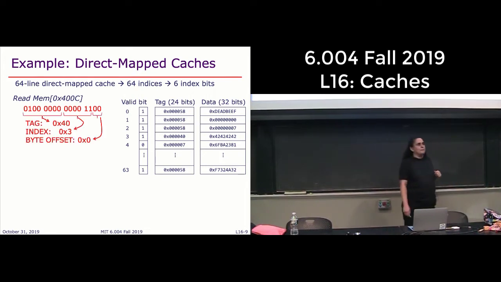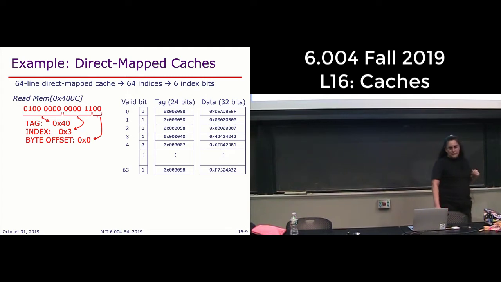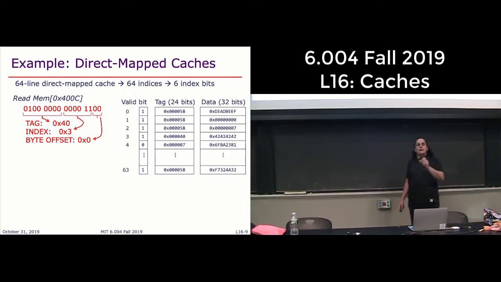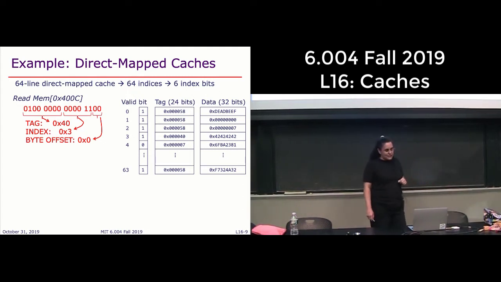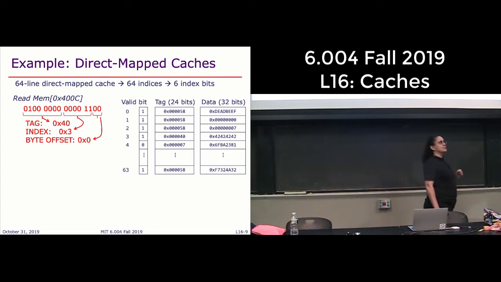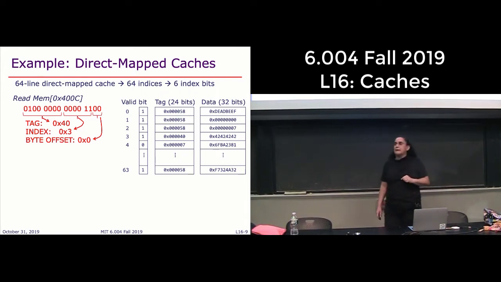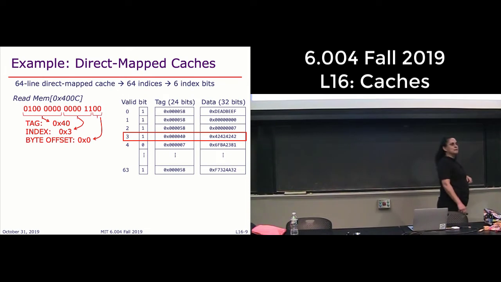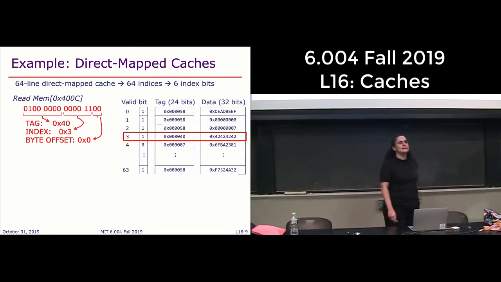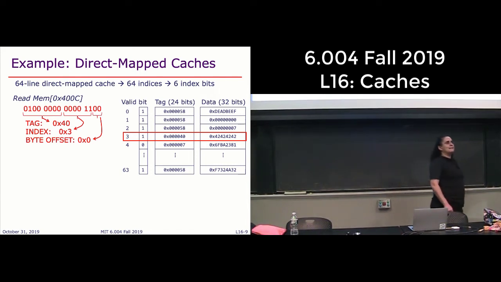Okay, so the bottom 2 bits are always 0. My index bits are the next 6 bits of my address, and so in this case my index is 3. And the rest of the bits, the higher order bits, are my tag. Okay? So now what do I do? Well, now that I know that my index is 3, I'm going to come here into my cache and look at index 3 and check whether the tag that's stored at index 3 is equal to the tag that I'm looking for. And is it?